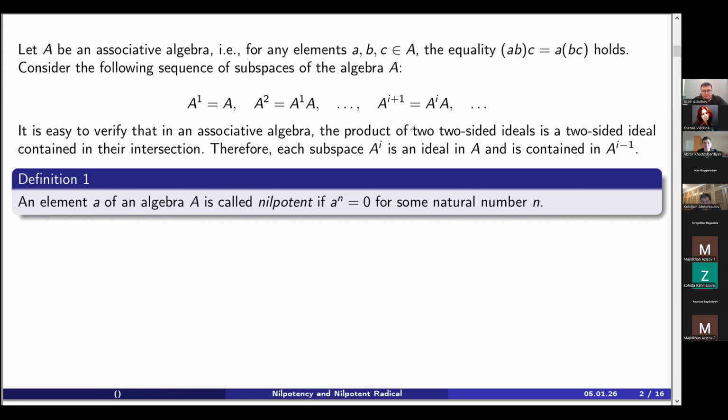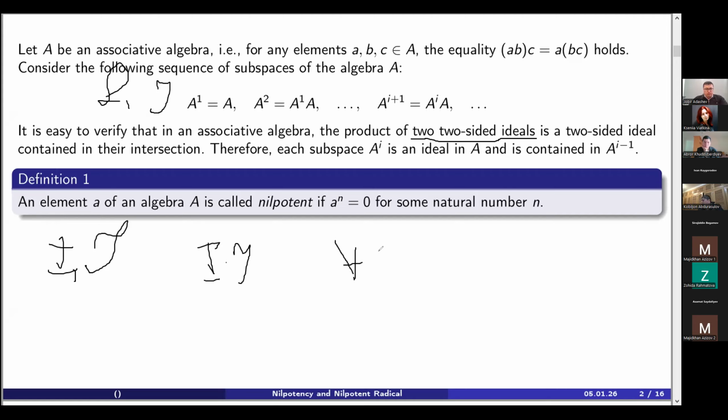Let's prove the case of two-sided ideals, the product of two-sided ideals. Let I and J be two-sided ideals of A. You have to prove that I product J is also a two-sided ideal.